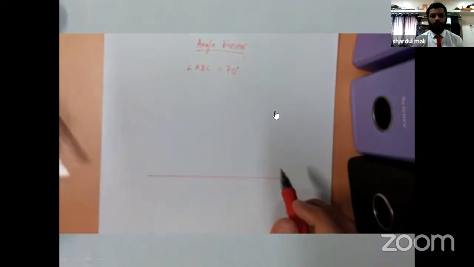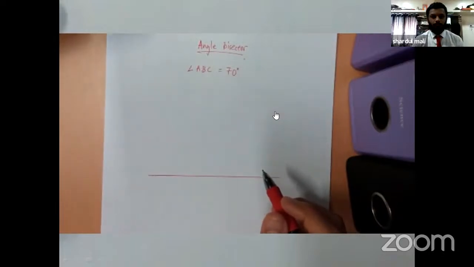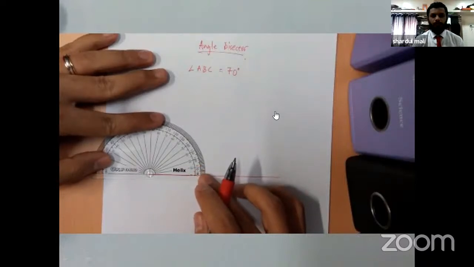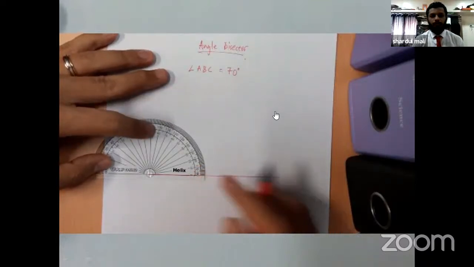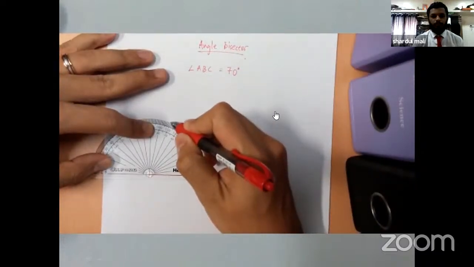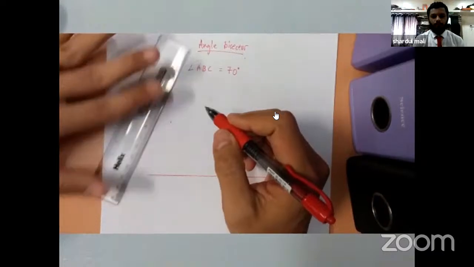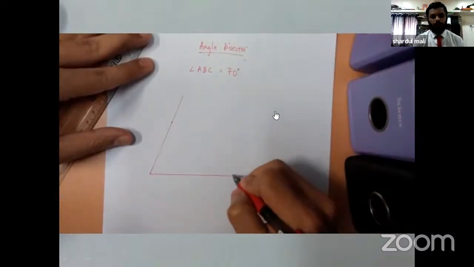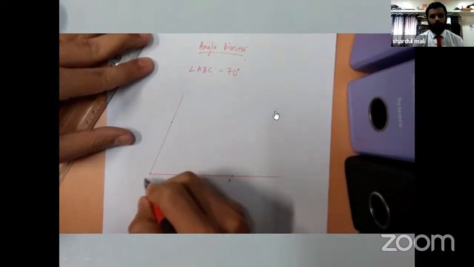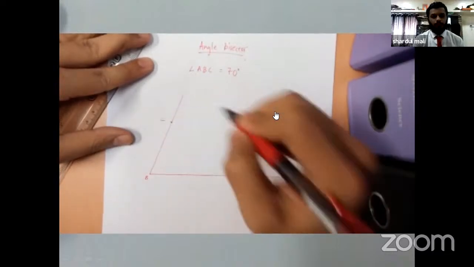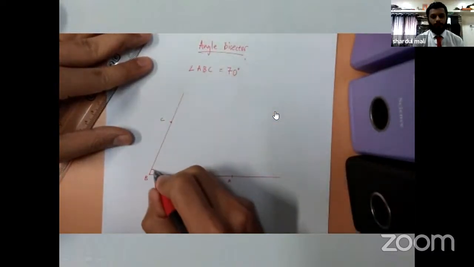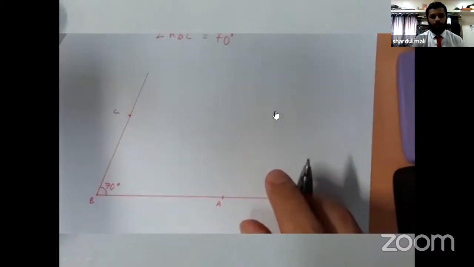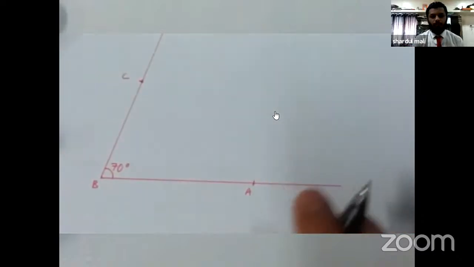The word angle bisector really means to cut the angle into half. Bisect means to cut it into half. So for example, points A, B, and C. Angle ABC is 70 degrees. Now, I would like to bisect this angle. So what do I do?